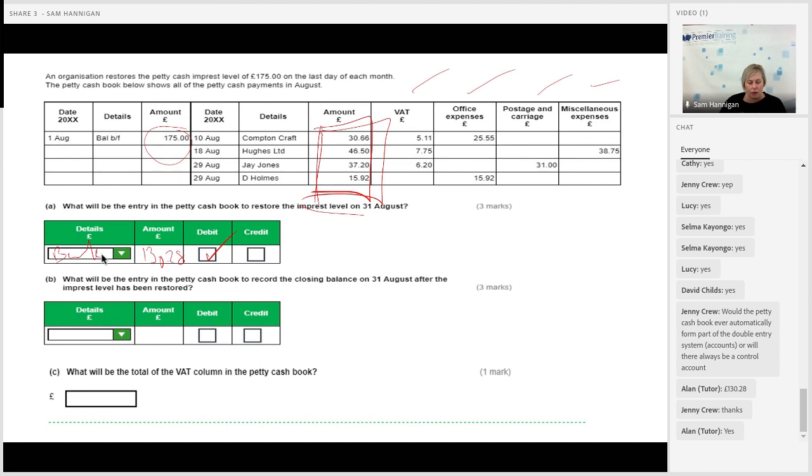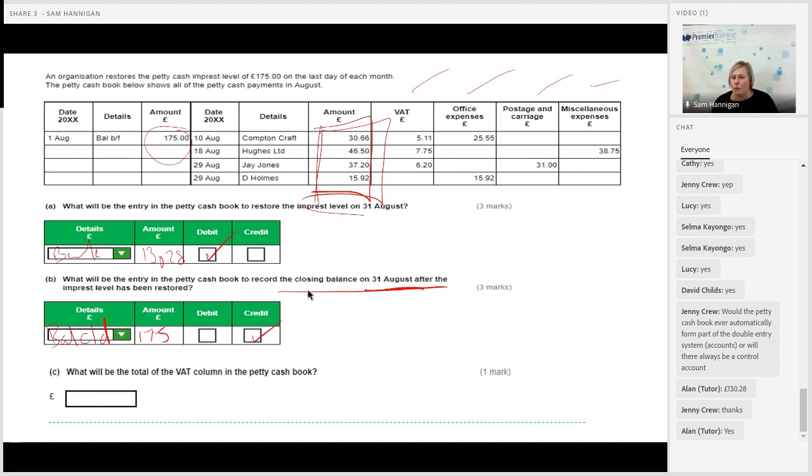What will be the entry in the petty cash book to record the closing balance on 31st of August after the imprest has been restored? Well, what you're going to do is have balance, closing balance carried down, because it's saying at 31st of August. Don't forget, we'd have brought it down at 1st of September, and it's going to be 175. And because it's the carried down, the closing balance, it would be a credit. The brought down would be the debit.